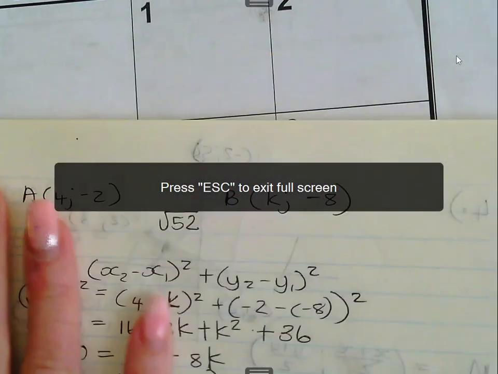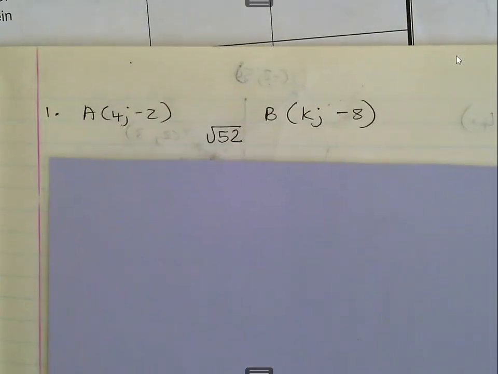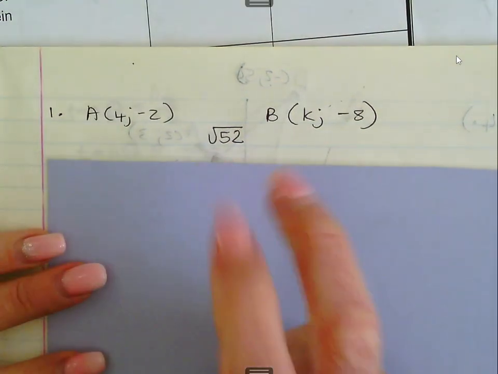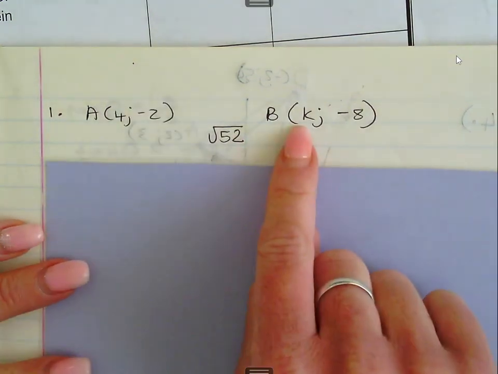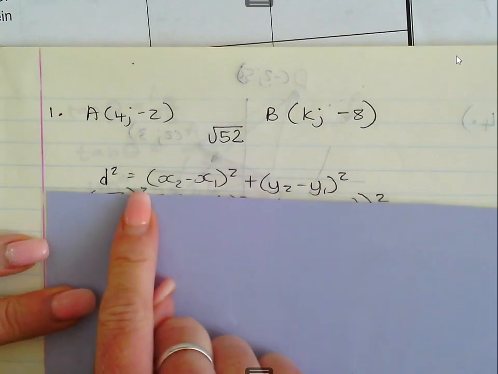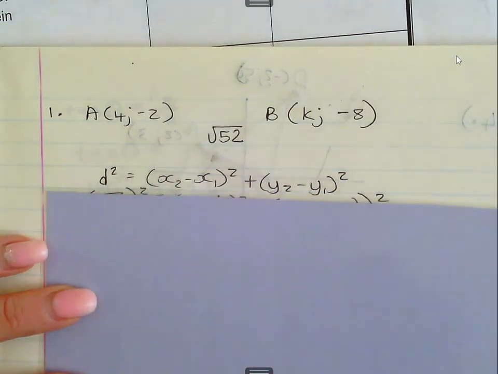Okay. So the first one, they gave you the point A and the point B, and I told you that the distance between them, the length of the line, is the root of 52. So they want you to find the value of k. That means if you take the distance formula, I just want to show you this one. We didn't get a chance to talk about it.